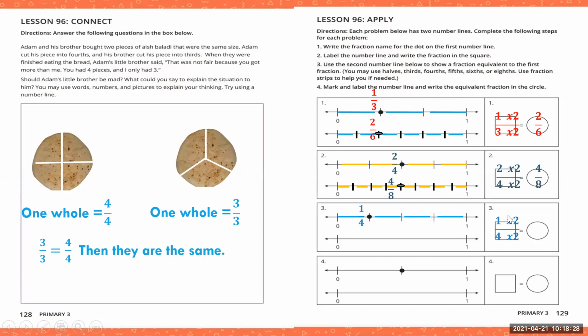So I will multiply by 2, up and down. So 1 times 2 equals 2. 4 times 2 equals 8. So I will divide this number line into how many equal parts? 8 equal parts. So let's put this fraction on the number line. 0 over 8, 1 over 8, 2 over 8.